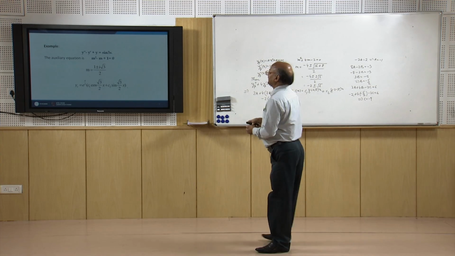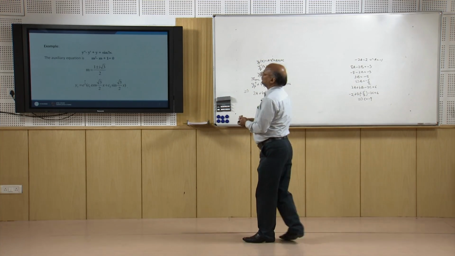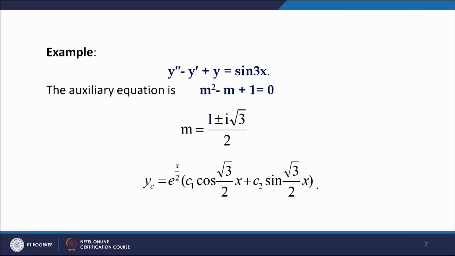Now, let us take another example, y'' − y' + y = sin 3x. Here the auxiliary equation is m² − m + 1 = 0. You can find the values of m, they are 1/2 ± i√3/2. So, we can write the complementary function, because these are complex roots, as e^(αx), that is e^(x/2), times (C1 cos βx + C2 sin βx), where β is √3/2. So, C1 cos(√3/2 x) + C2 sin(√3/2 x).